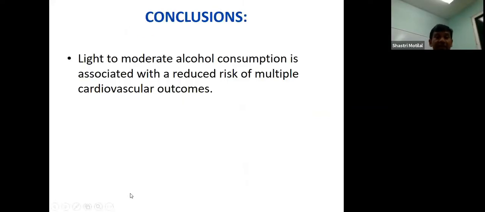That's correct. So the conclusion of this study was that light to moderate alcohol consumption is associated with reduced risk of cardiovascular outcome. The question is what we do about that now, right? Joanna is probably thinking she should bring drinks in addition to the donuts now, right? You see, some people wanted it, some people, right?